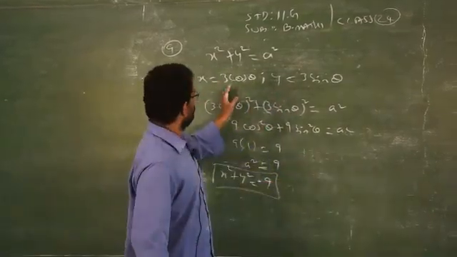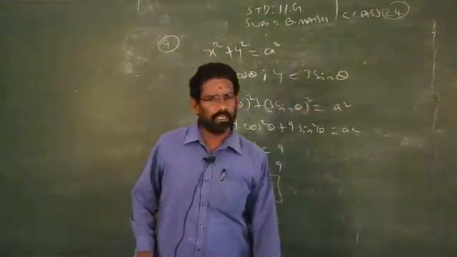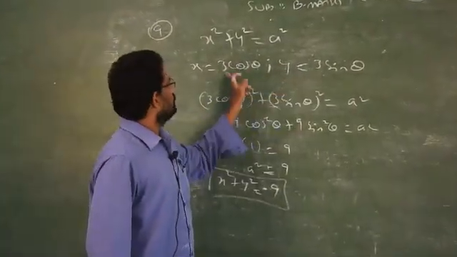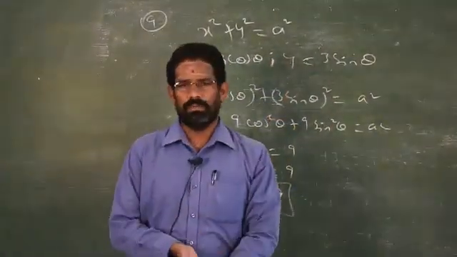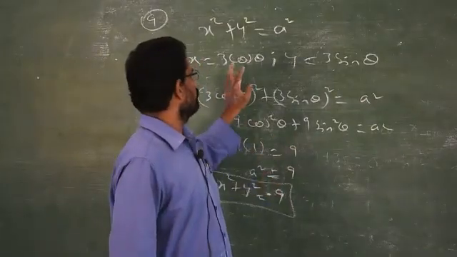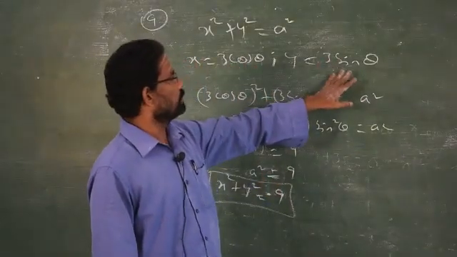So x always refers to cos theta, y always refers to sin theta. In place of 3 they may have any numbers, doesn't matter, but x always refers to cos theta, y always refers to sin theta.